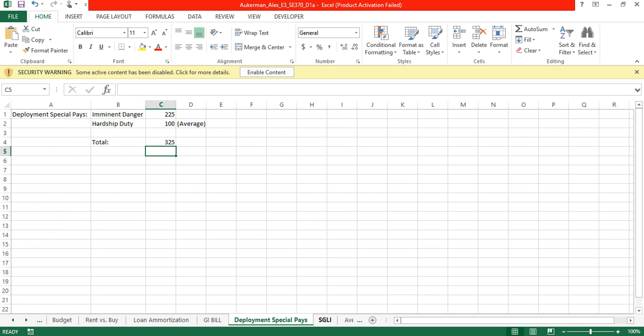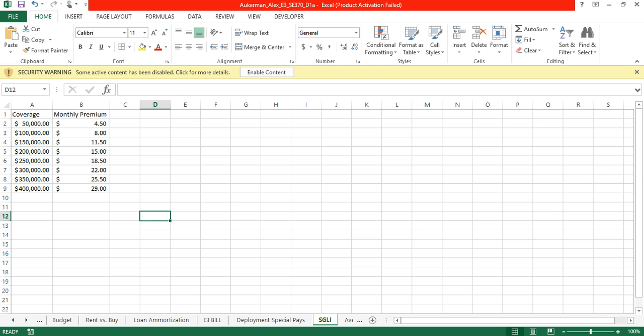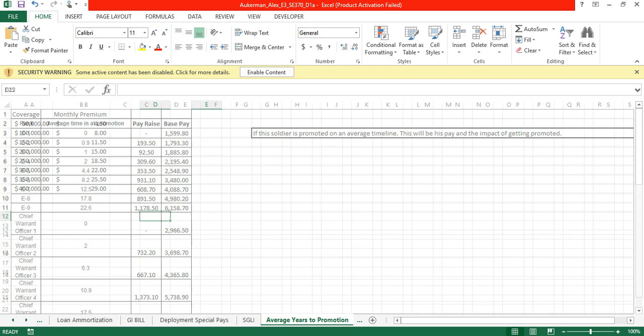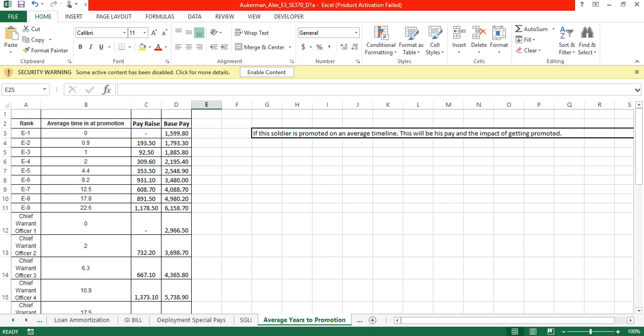Here's a quick deployment pay, some extra benefits for monthly pay from imminent danger and hardship duty. Here's the SGLI monthly premium for whatever coverage is selected by the soldier. And then here we have their base pay. So we're just going to look at the enlisted ranks here quick. So the base pay of an E1 is right here, and then each time they get promoted, they can expect this much of a pay raise.